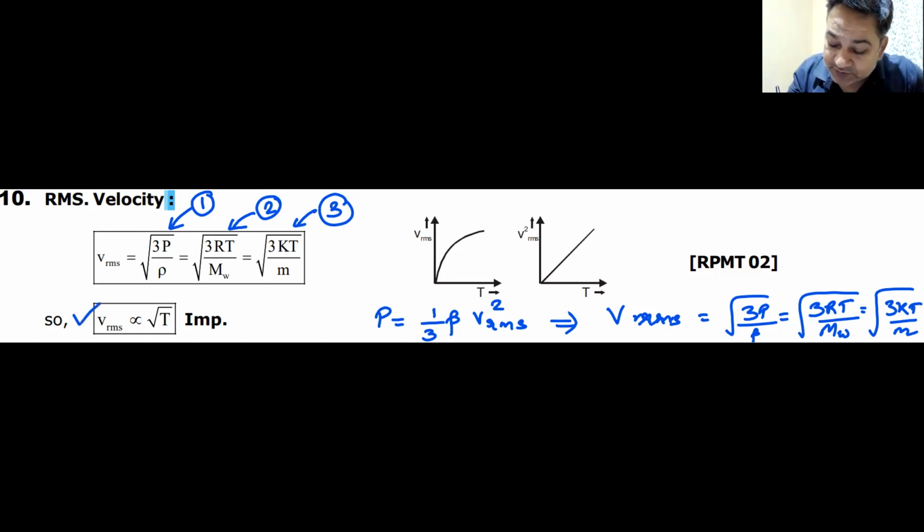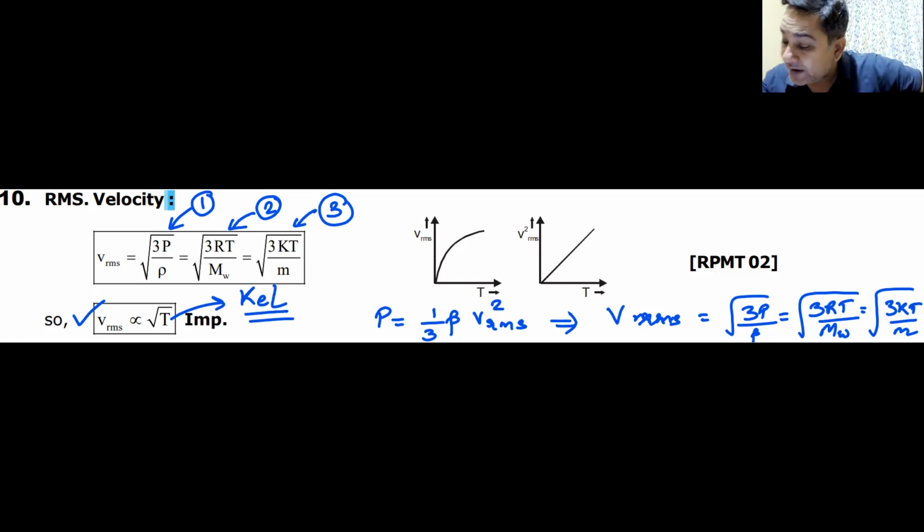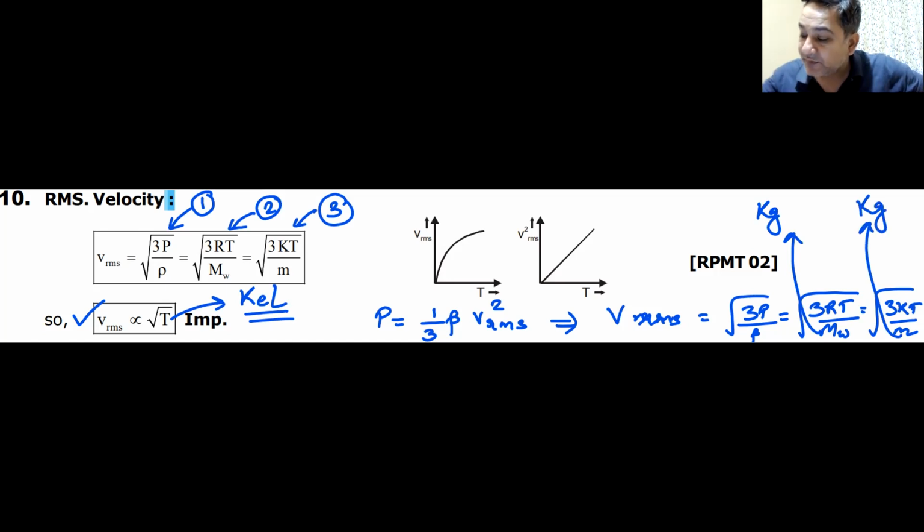And then we can see this simple formula: V_RMS is directly proportional to root over T. Remember, this T is temperature in Kelvin. The molecular weight should be in kgs, SI units, not in grams. Mass of one molecule should also be in kgs. Temperature has to be in Kelvin. Don't use wrong units, because if you use wrong units, you will get wrong answers. I'll give you a minute to note this down.